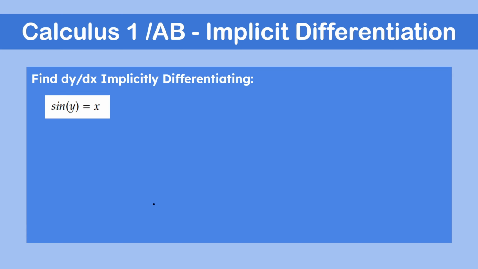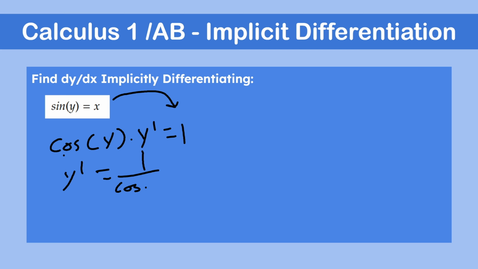Okay, so now we have this one. We're going to take the derivative of sine y, which is going to be cosine y multiplied by y prime, and that's going to be equal to 1, because the derivative of x is 1. So I'm going to move cosine y over here, and the derivative is equal to 1 over cosine y. But we can still continue on from here.